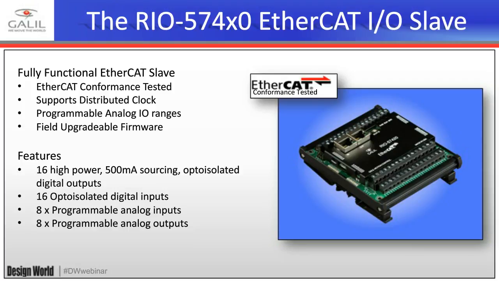Supports distributed clock. The analog I/O ranges are programmable from 0 to 5 to plus or minus 10 volt, and comes with field upgradable firmware, as opposed to needing to send it in to be upgraded. Firmware can be easily downloaded from our website and then uploaded to the controller using our standard communication software. All RIOs come standard with 16 high power, 500 milliamp sourcing, opto-isolated digital outputs, and 16 opto-isolated digital inputs. There's an option for 8 analog inputs and 8 analog outputs.